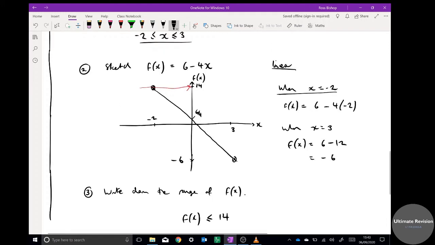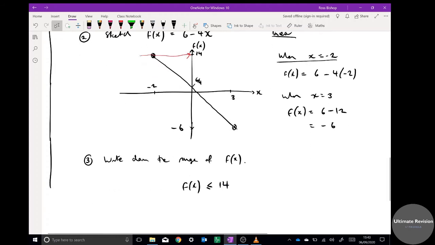It's less than or equal to because the domain was less than or equal to. The smallest this function can take is the lowest value on there, which is minus 6. So it's going to be bigger than or equal to minus 6. So that would be the range of this function. Okay.